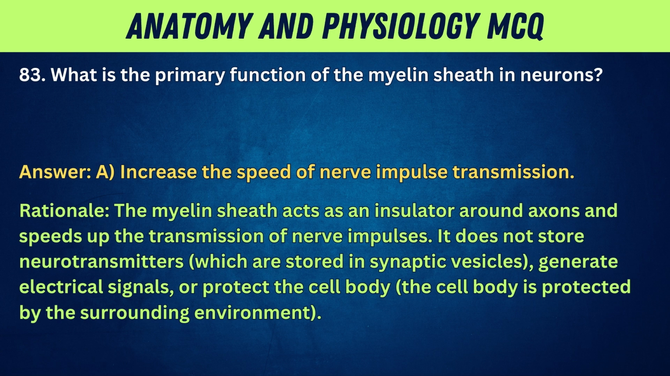Increase the speed of nerve impulse transmission. Rationale: The myelin sheath acts as an insulator around axons and speeds up the transmission of nerve impulses. It does not store neurotransmitters, which are stored in synaptic vesicles, generate electrical signals, or protect the cell body. The cell body is protected by the surrounding environment.